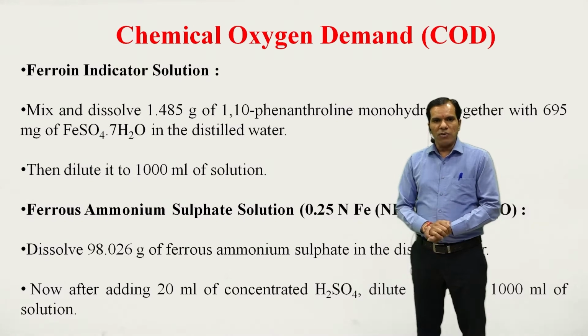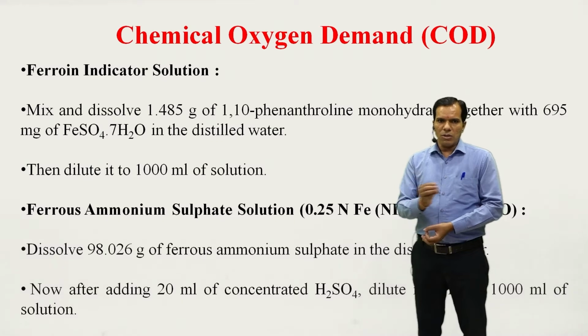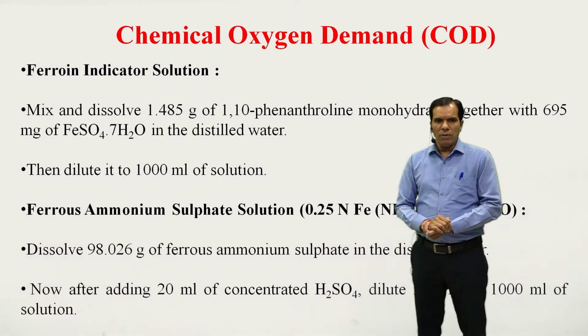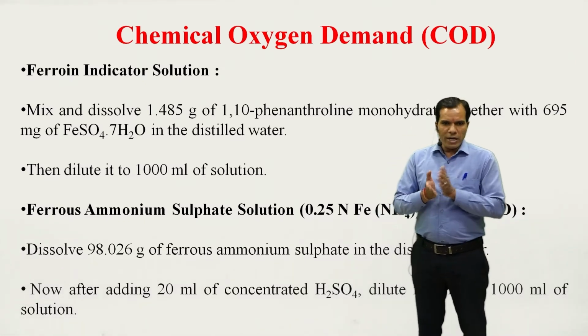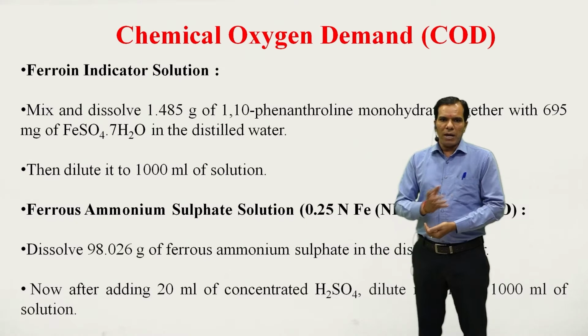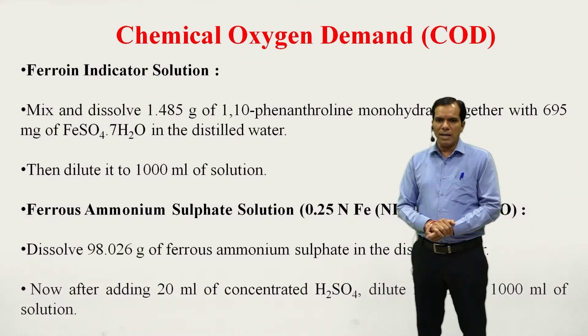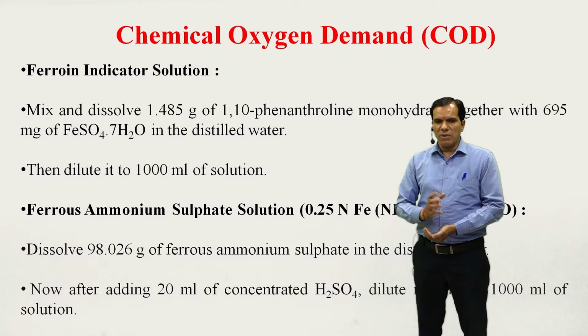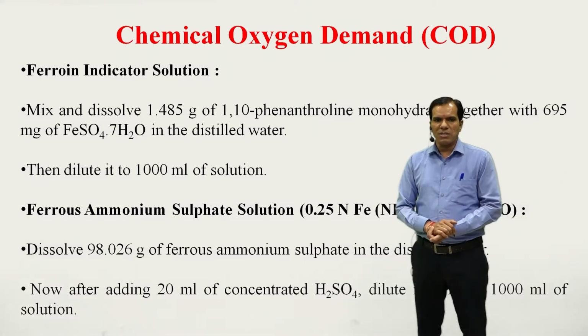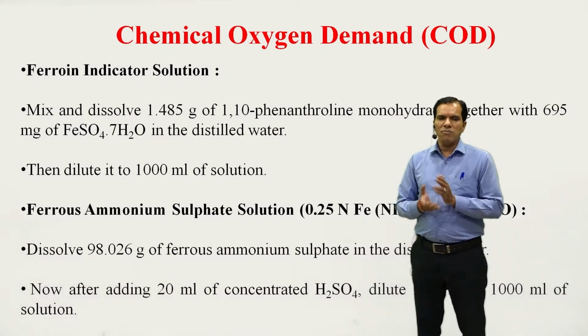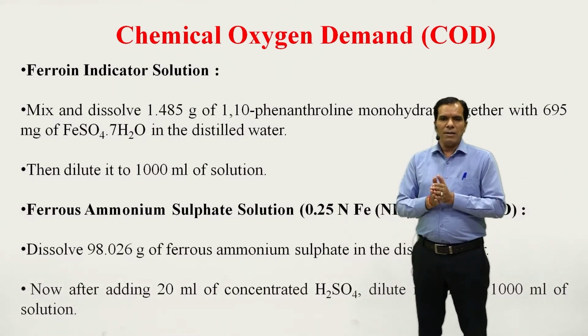Next is Ferroin indicator solution, because you know that each titration can be performed with the help of an indicator. In this experiment, I will use Ferroin indicator solution. Ferroin indicator can be prepared with 1,10-phenanthroline monohydrate: 1.485 gram of 1,10-phenanthroline monohydrate with 695 milligram of ferrous sulfate in distilled water, and then dilute it to 1000 ml of the solution. This will be the Ferroin indicator, and it can be used as an indicator in this experiment.